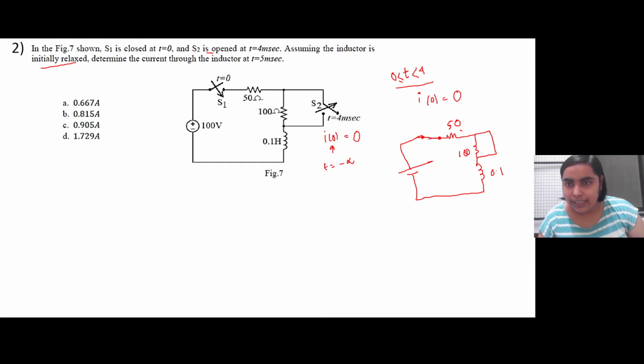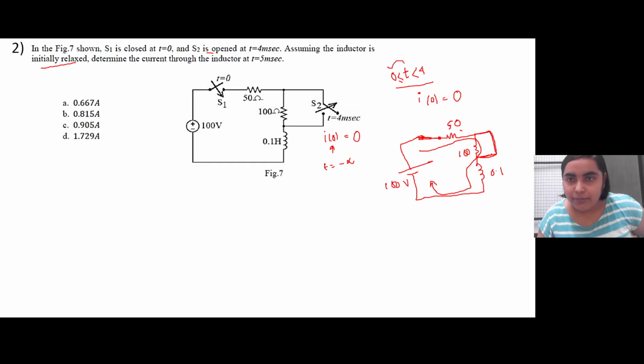Now at time t equal to 0, this switch has been closed. But this is a kind of a short circuit, right? So it will bypass this 100 ohm resistance, and current will simply flow like this, right? This is 100 volt.